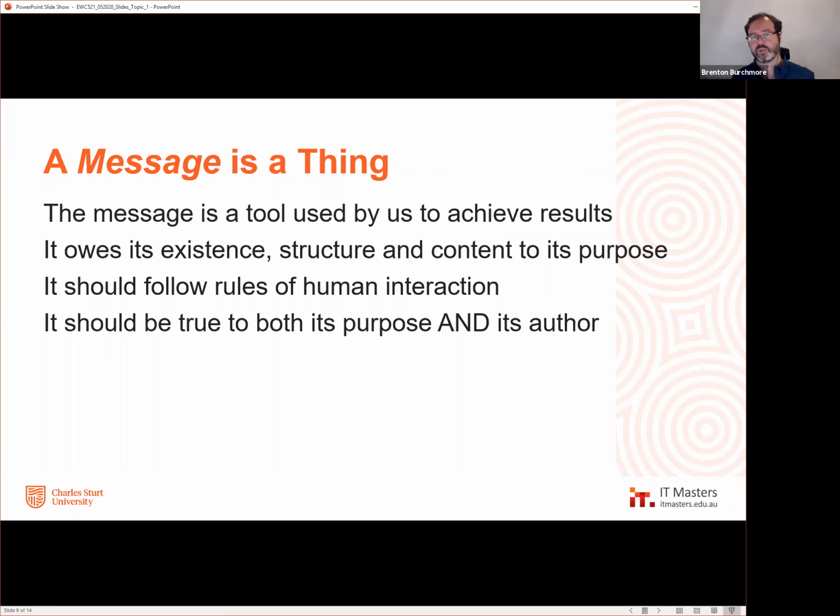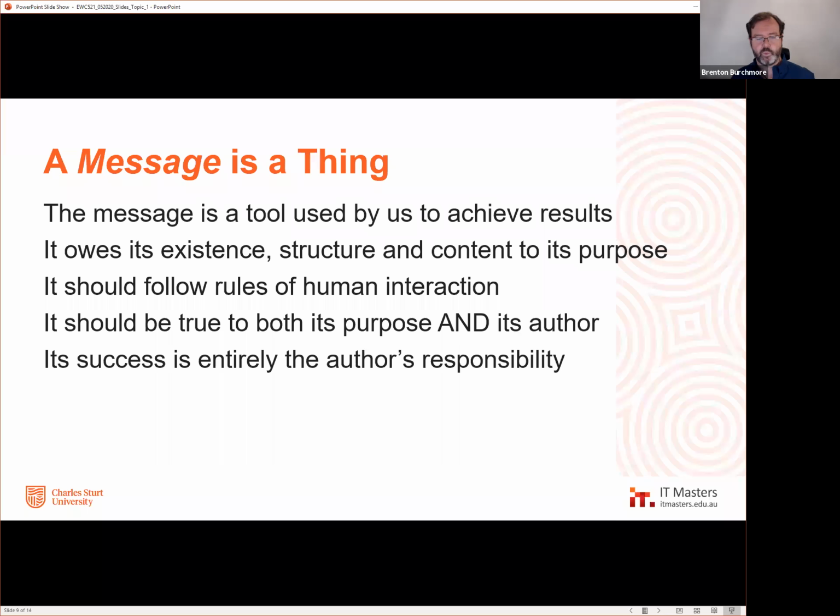But it needs to be true to ourselves so that we can tap into all of the assumptions and predictions that our audience is going to make about us, about how we normally communicate. What do we really mean? There'll be habits that they will be able to leverage that will allow them to more quickly understand what we mean.